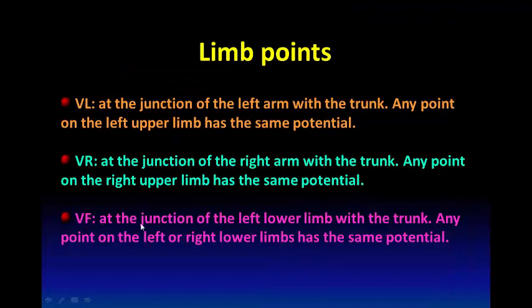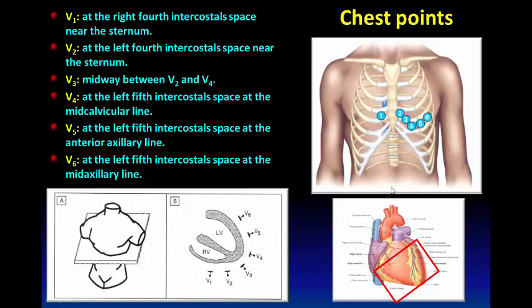VF is at the junction of the left lower limb with the trunk, and any point on the left or the right lower limbs would have the same potential. So this is the VF here. When we place the active electrode at point VF, the active electrode would be facing the inferior surface of the heart.